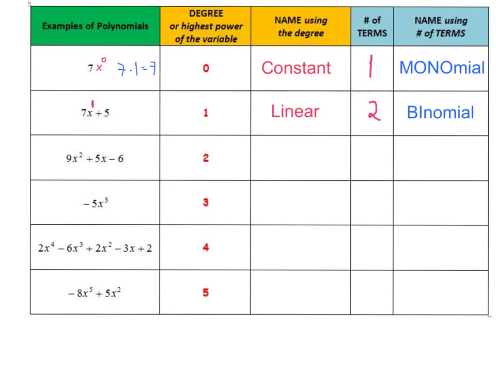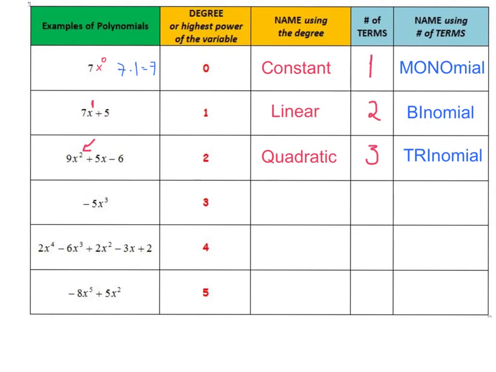The third example, notice it has 3 terms, right? So we can go ahead and write that down right away. 3 terms. And the highest power of the variable is clearly 2. That is the reason why this is degree 2. How do we call these ones? We call them quadratic. So this one is a quadratic polynomial, and because it has 3 terms, it is a quadratic trinomial.